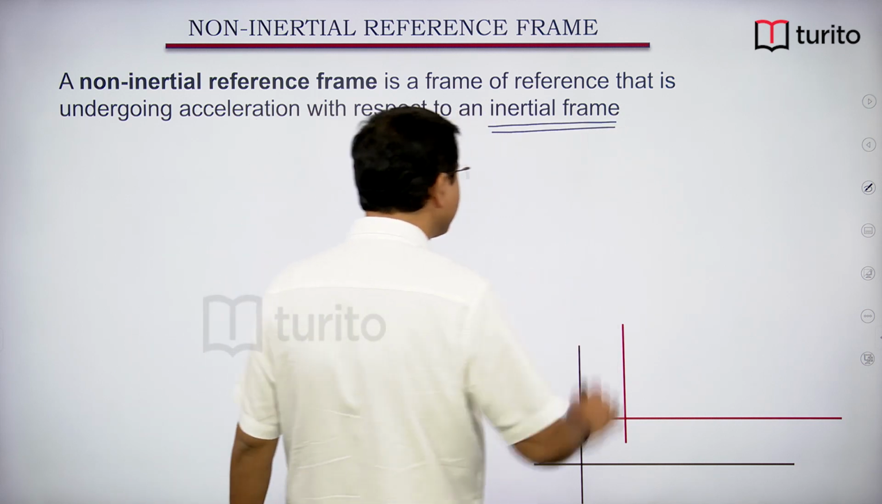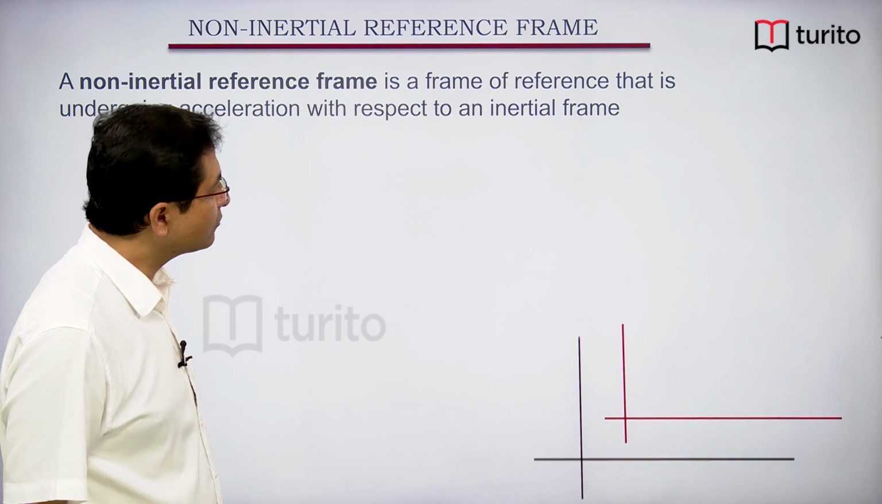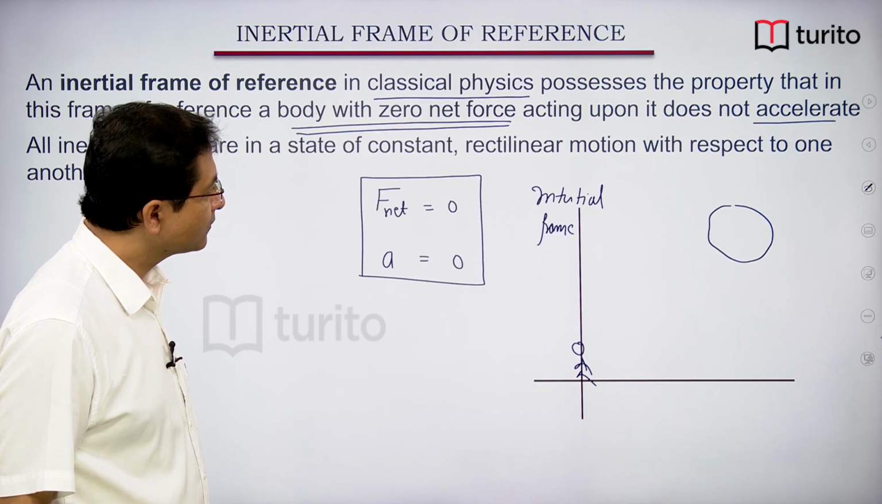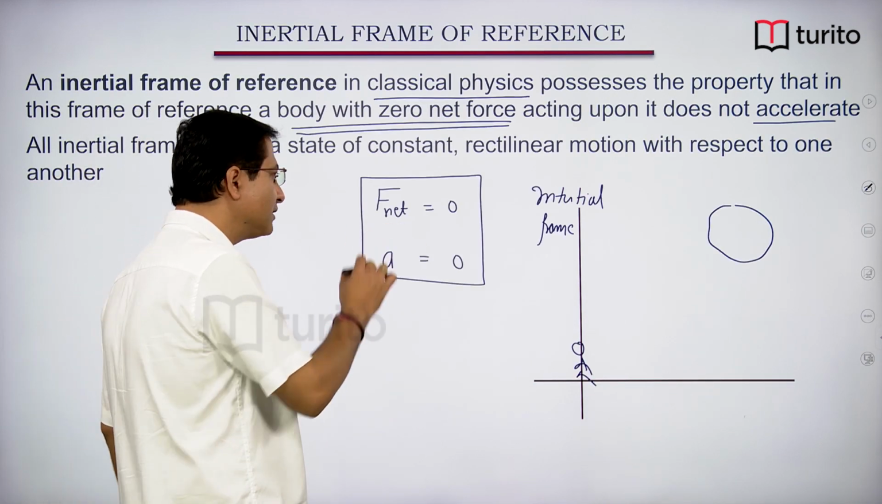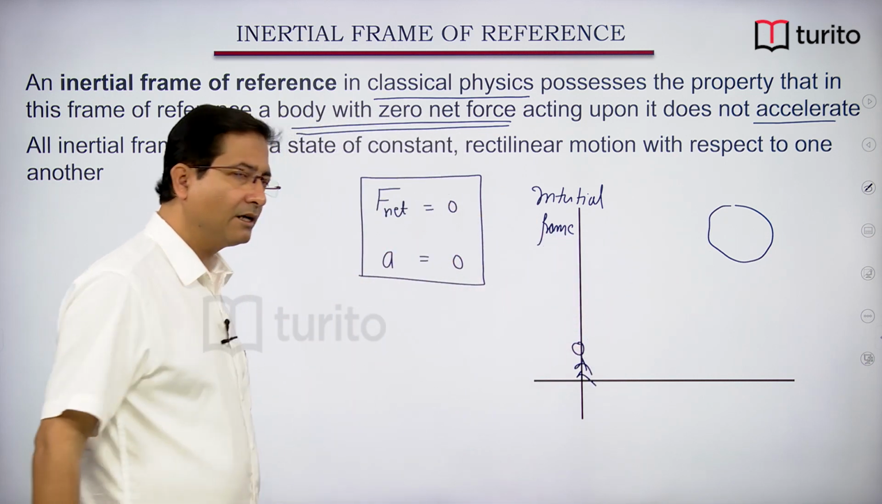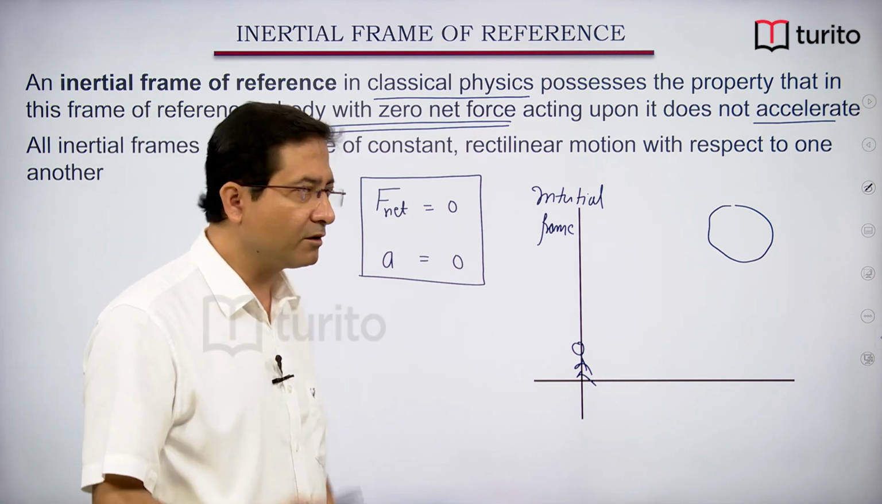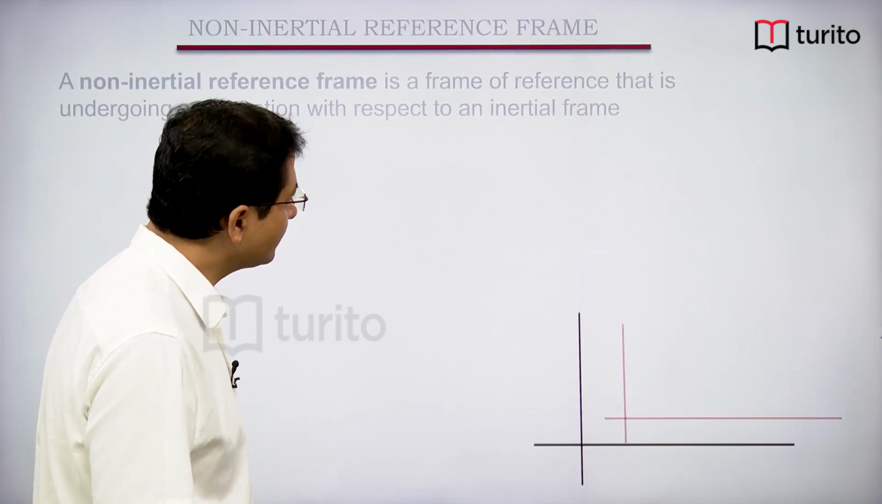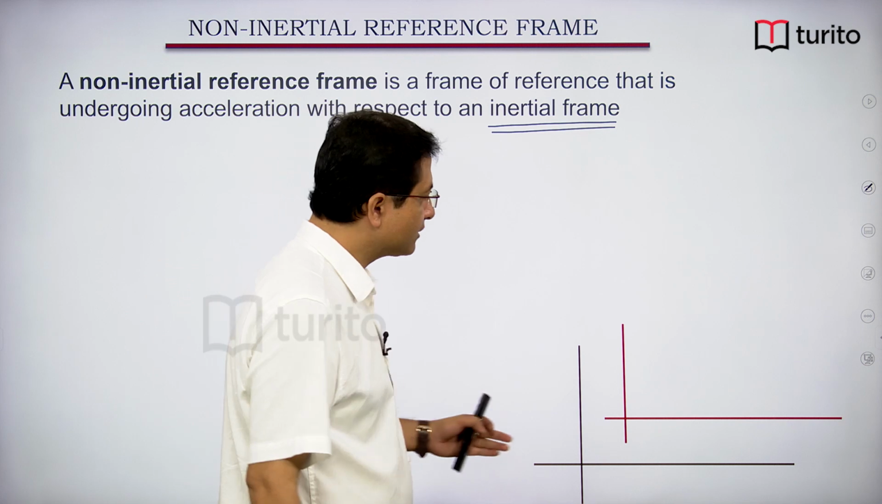So I have already cleared the definition of inertial frame. How to check whether a frame is inertial or non-inertial? We have to check whether this condition is satisfied or not. If this condition is satisfied, our frame will be inertial. If this condition is not satisfied, our frame will be non-inertial. So all non-inertial frames will have acceleration with respect to an inertial frame.